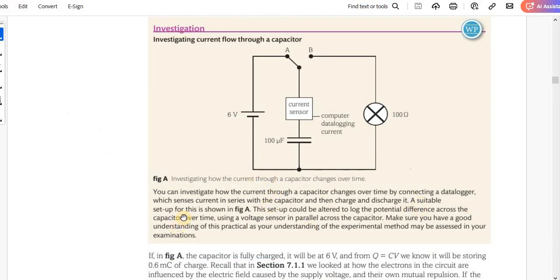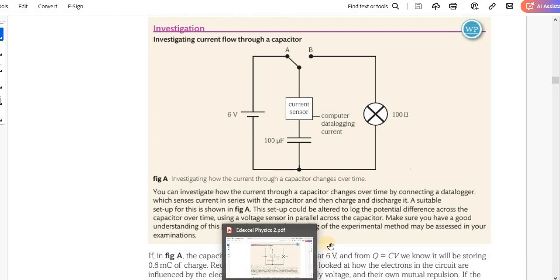A suitable setup for this is shown in figure A. This setup could be altered to log the potential difference across the capacitor over time, using a voltage sensor in parallel across the capacitor. Make sure you have a good understanding of this practical, as your understanding of the experimental method may be assessed in your examination.